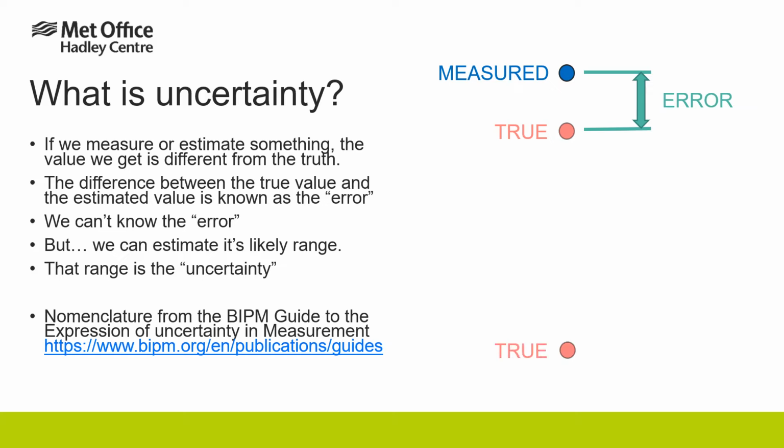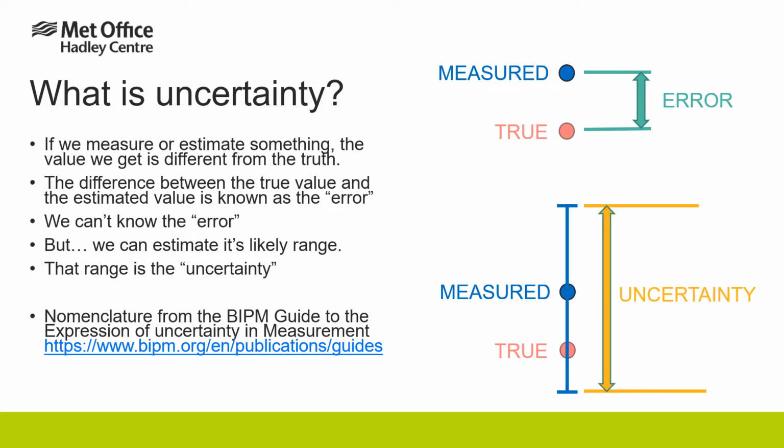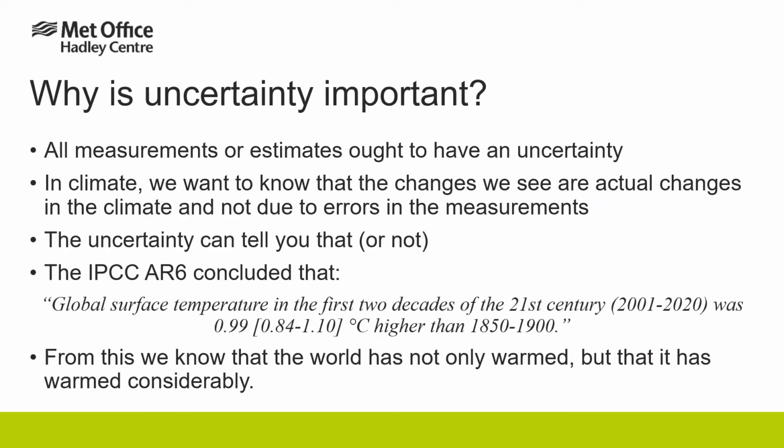But what we can do is, if we have a true value here again, we can make a measurement, but we can also then make an estimate of something which we call the uncertainty, which is a range around the measured value in which we think there's a high probability that the truth will lie. And this nomenclature is borrowed from the BIPM's Guide to the Expression of Uncertainty in Measurement. There's a link there. And they go into a lot more detail about measurement uncertainty in general.